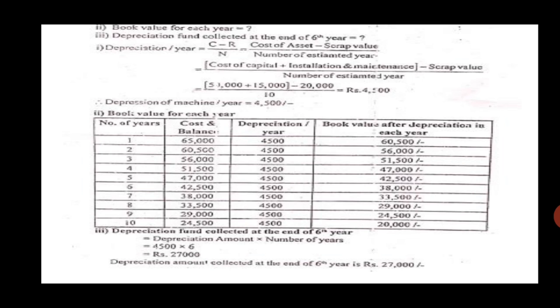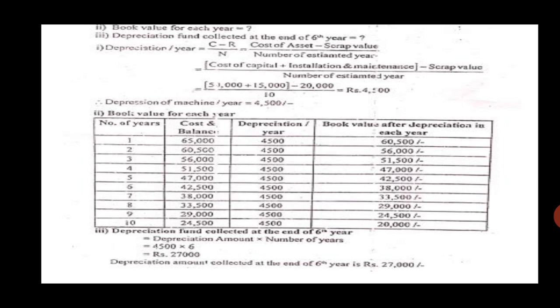Now second year, what happens? The cost of the machine now becomes 60,500 rupees. Again depreciation is 4,500 rupees, because in the straight line method of depreciation, the depreciation per year remains fixed. So again 60,500 minus 4,500, you get 56,000 rupees. Similarly you calculate for 10 years.